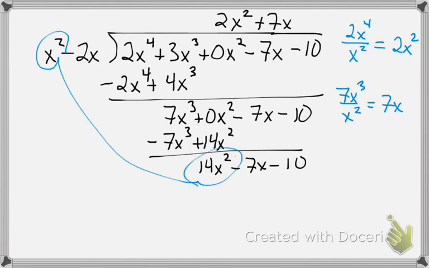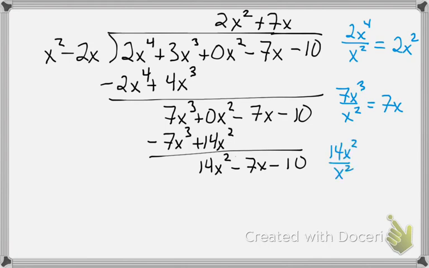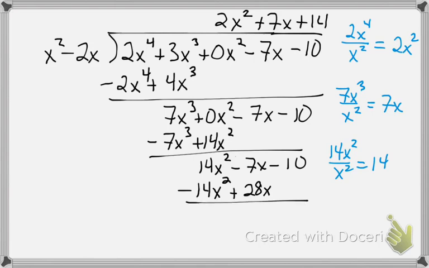Does x squared go into 14x squared? How many times? 14. Right? 14x squared divided by x squared is 14. So that means plus 14 in the constant column, and so that's 14x squared minus 28x. Flip your signs. 21x, and then carry down the minus 10. You guys with me so far?